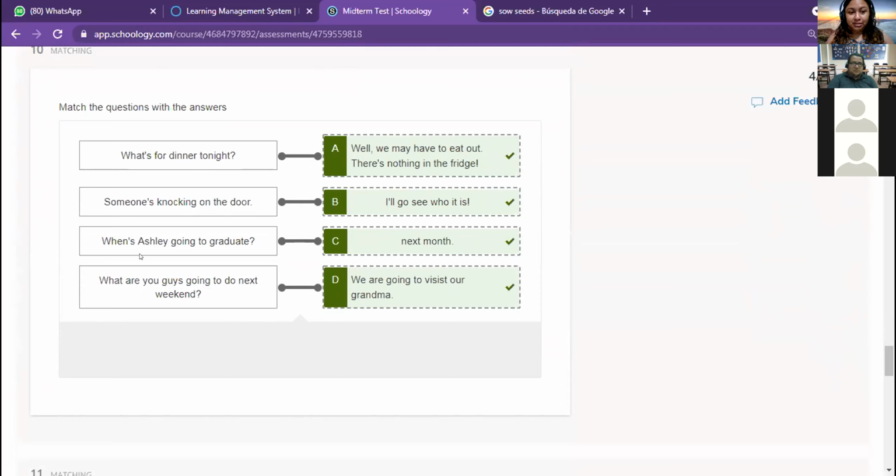The next one. When is Ashley going to graduate? Listen, graduate. Next month. What are you guys going to do next weekend? We are going to visit our grandma.